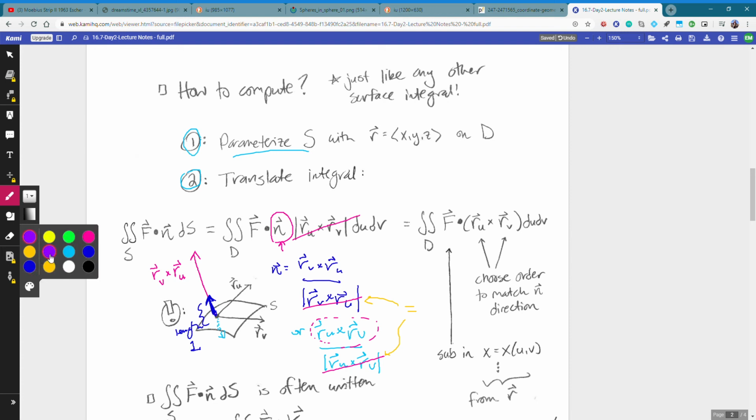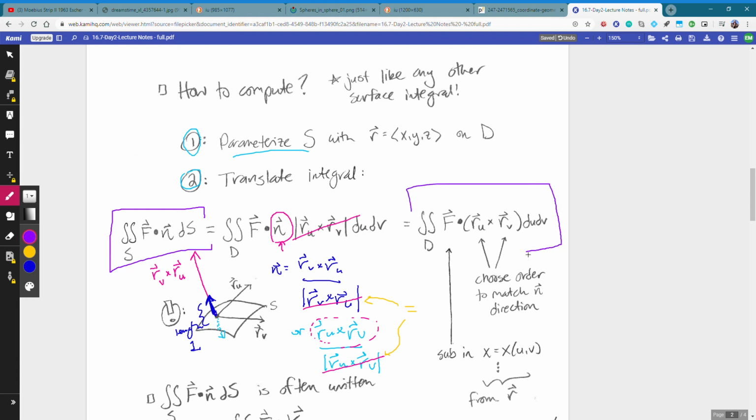So this is our nice translation formula for surface integrals of vector fields. We end up not having to worry about the size of the cross product, we just need the cross product. Whatever that is in the correct order, we'll take the dot product with our vector field. And as per usual, we'll make the substitutions from our parameterization, telling us what x, y, and z are.